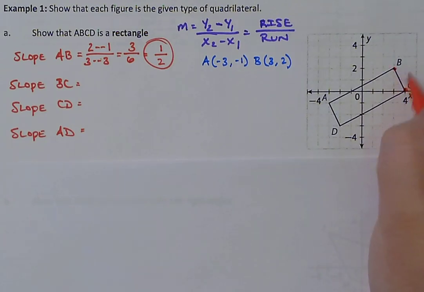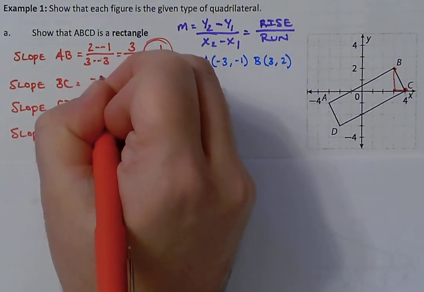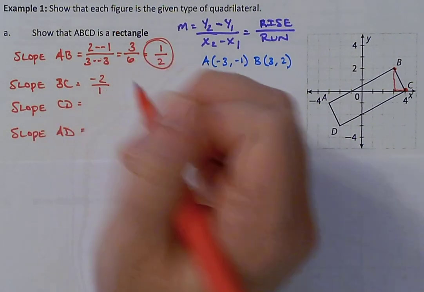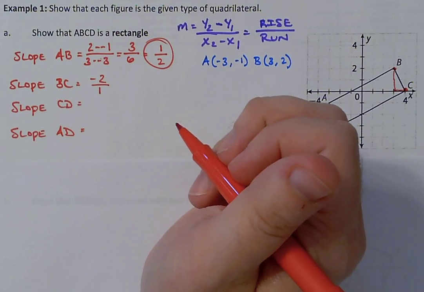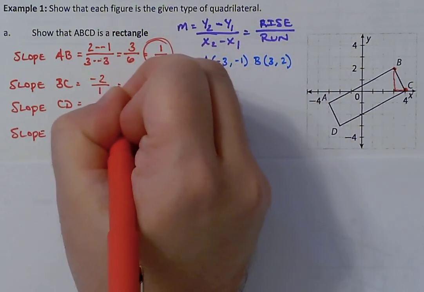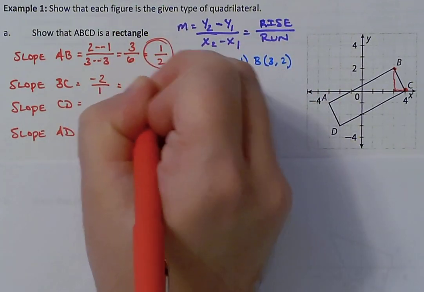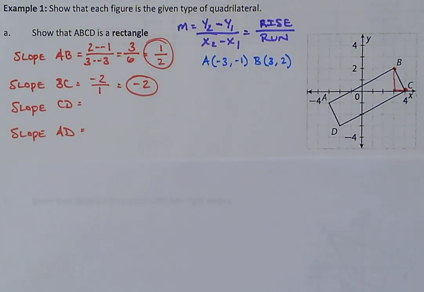So to get from B to C, if we're thinking rise over run, we go down 1, 2. So we went down 2, and then to the right 1. So rise over run, we went down 2, to the right 1. So we have -2 over 1, and -2 over 1 is just going to result in -2. So my slope for BC is -2.